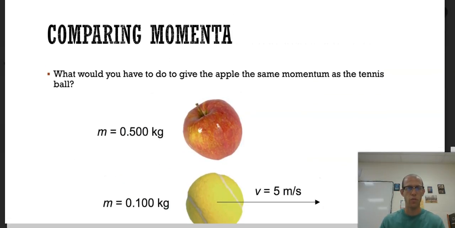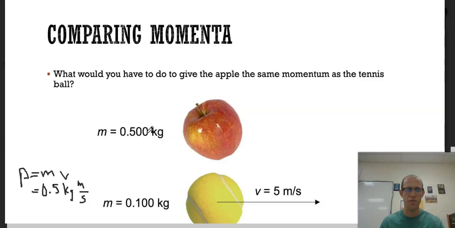All right. What would you have to do to give the apple the same momentum as the tennis ball? So let's quickly calculate what the momentum of the tennis ball is. So we have p equals mv, which is going to be 1/10 times 5, which would be 5/10. And that would be kilogram meter per second.